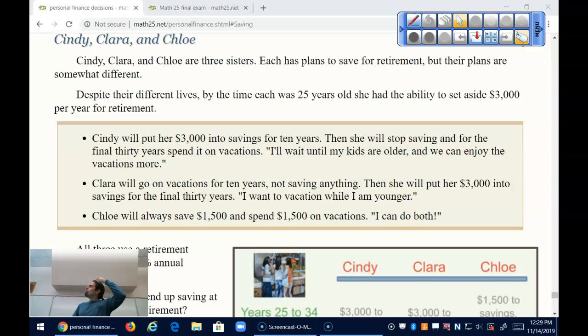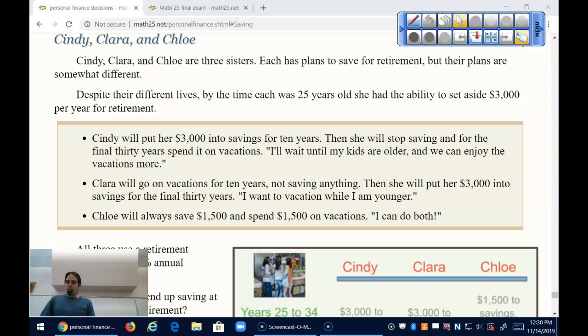Right? So Cindy says, I don't care about going on vacation with people who are going to throw up in the car. I'll save the money for 10 years, and then when my kids are older, I'll not save anything and put all the money in vacations. So let's see what she has.